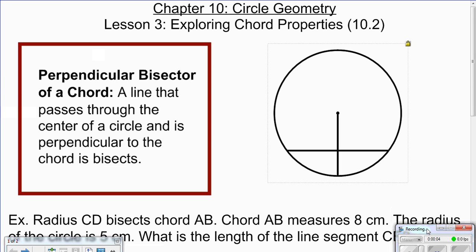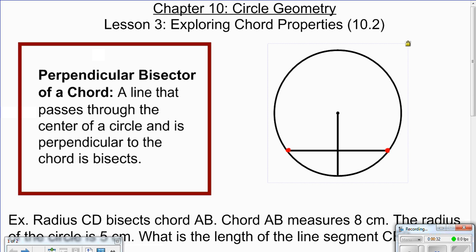Okay, so this is the third lesson for circle geometry, and it's going to look at the chord property. So just a reminder of what a chord is. A chord is any line that has both endpoints on the circumference of the circle and does not pass through the center of the circle. So that's a chord.